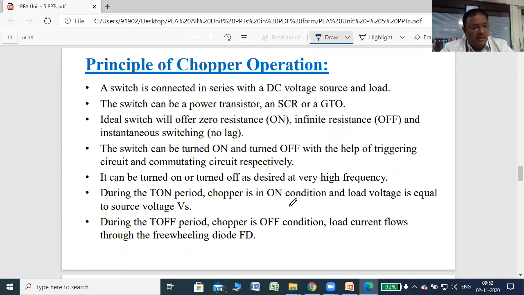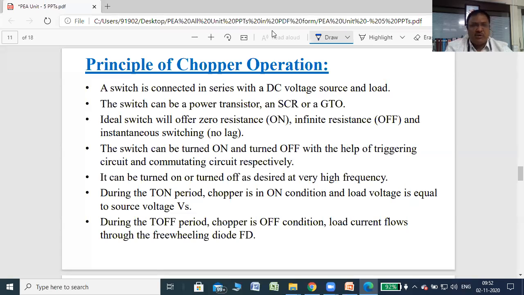So an ideal switch will offer zero resistance. We know that the voltage drop across the switch when it is on, we consider as zero, ideally zero, but practically it is not zero. So an ideal switch will offer zero resistance in on time and infinite resistance in off time, and instantaneous switching, no lag. The switch can be turned on and turned off with the help of a triggering circuit and a commutating circuit respectively.